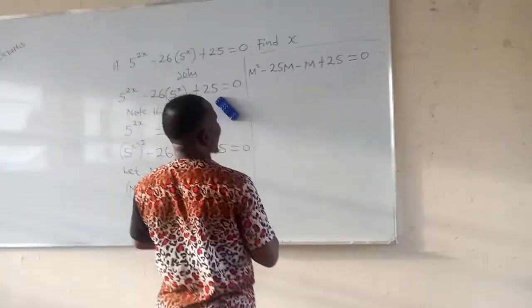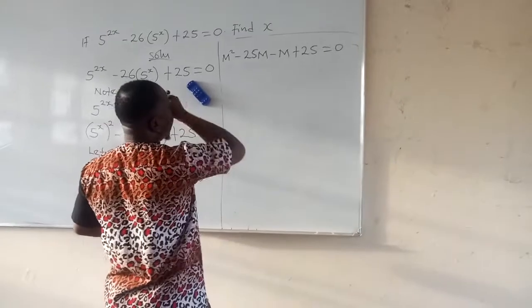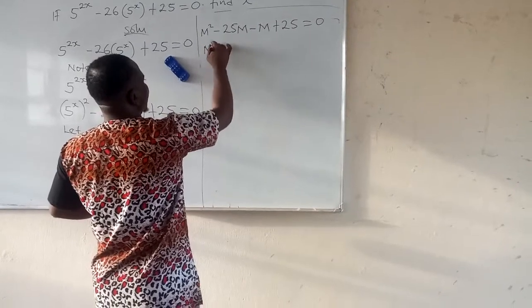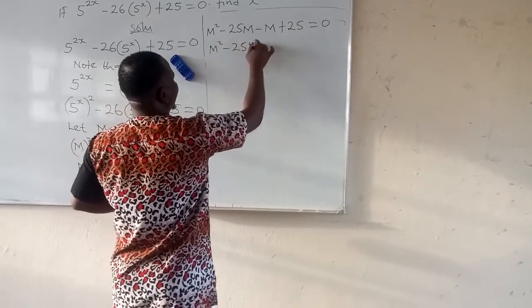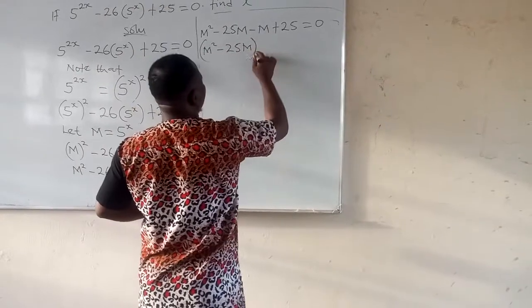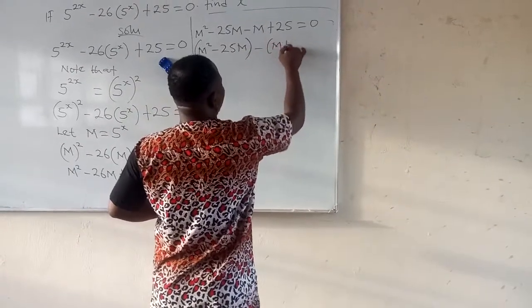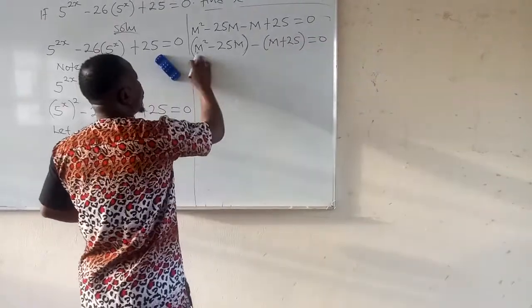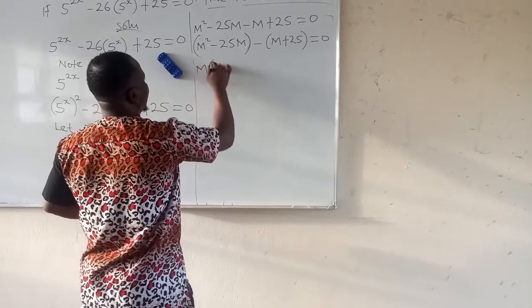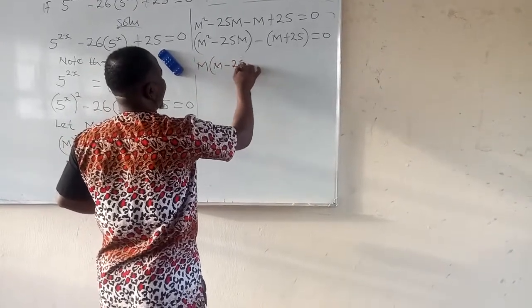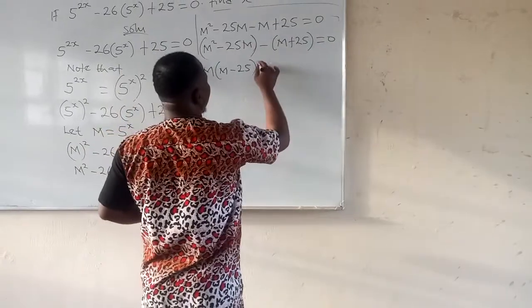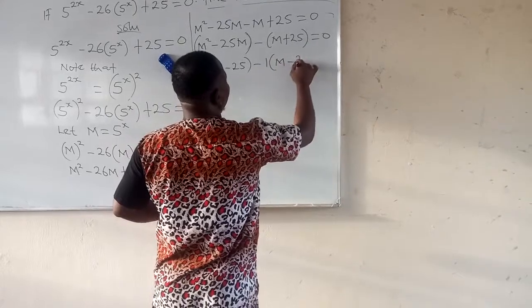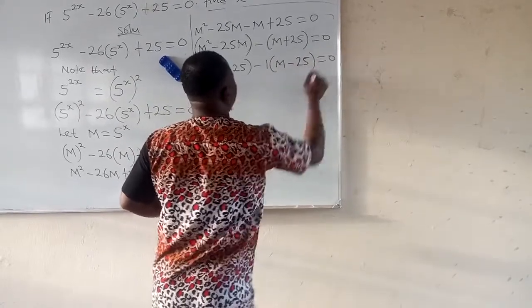So now we know that we can transform this one this way: m squared minus 25m, all in brackets, minus m plus 25 equals 0. So what is common here? m is common: m minus 25, all in brackets, minus, what is common here? 1, all in brackets, m minus 25, which is equal to what?